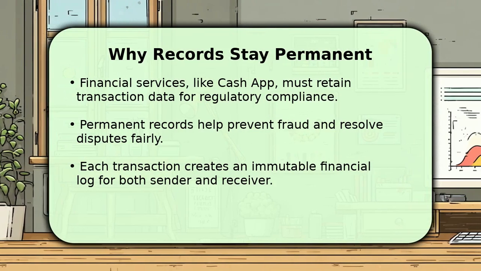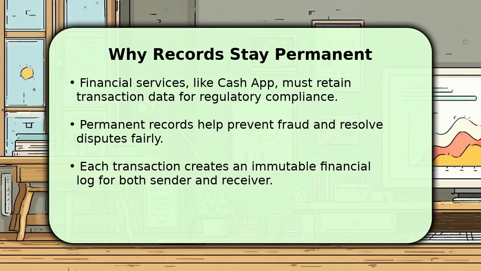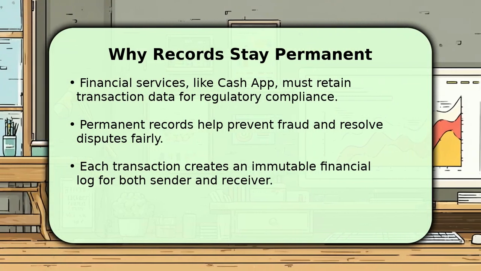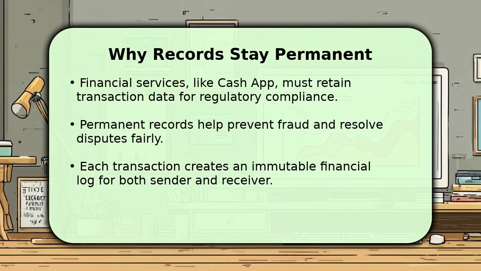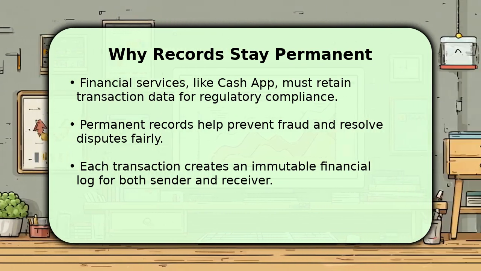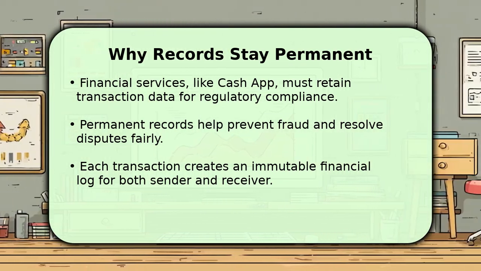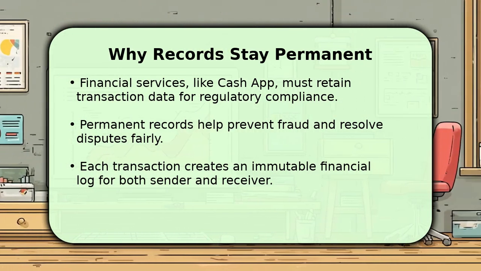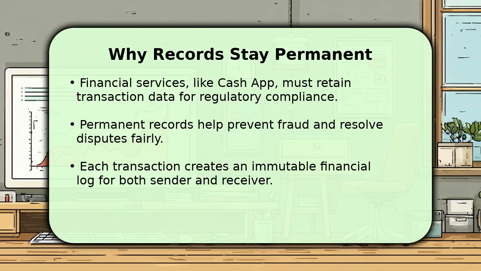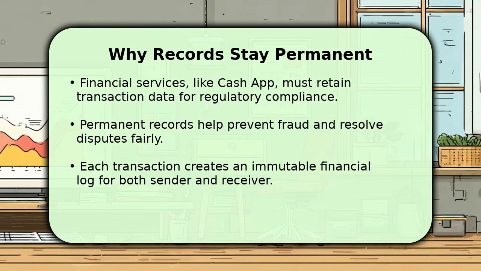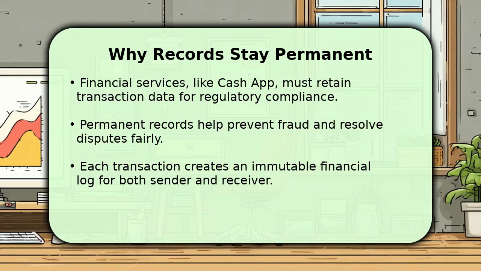Financial services, including Cash App, are legally required to maintain a comprehensive record of all transactions. This policy is not unique to Cash App. It is a standard practice across the industry. These permanent records are vital for preventing fraudulent activities and ensuring that any disputes can be investigated thoroughly and fairly. They create an immutable financial log, which protects both the sender and the receiver in every single interaction.